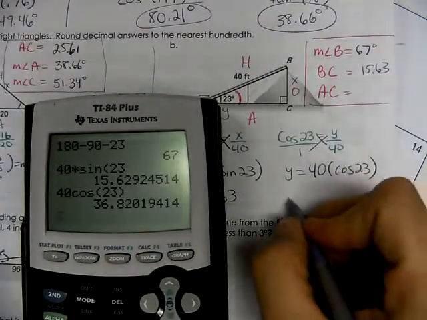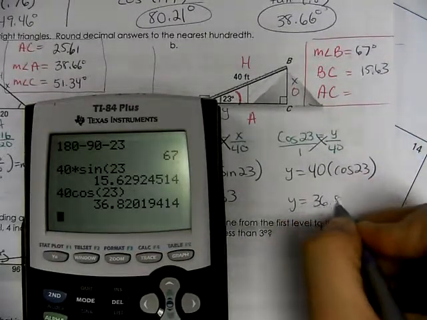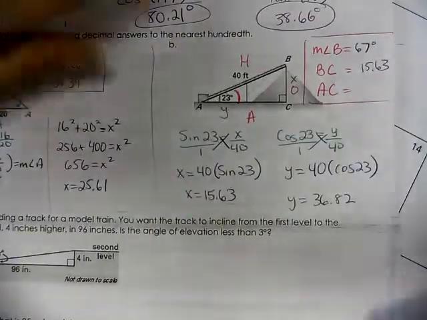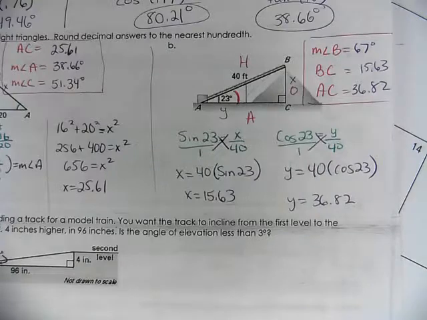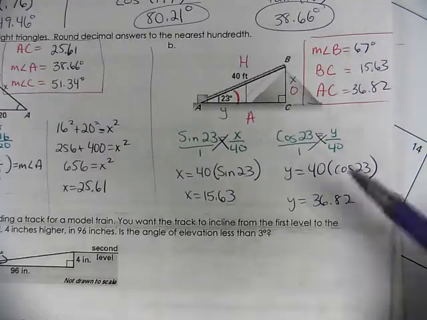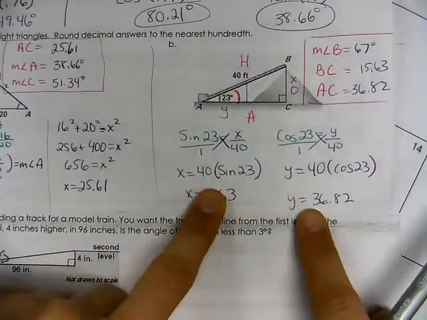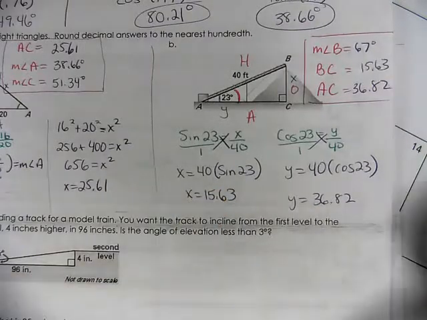And you end up with 36.82. Okay, 5 points on Thursday. 2 points for each one of these. 1 point for that angle.